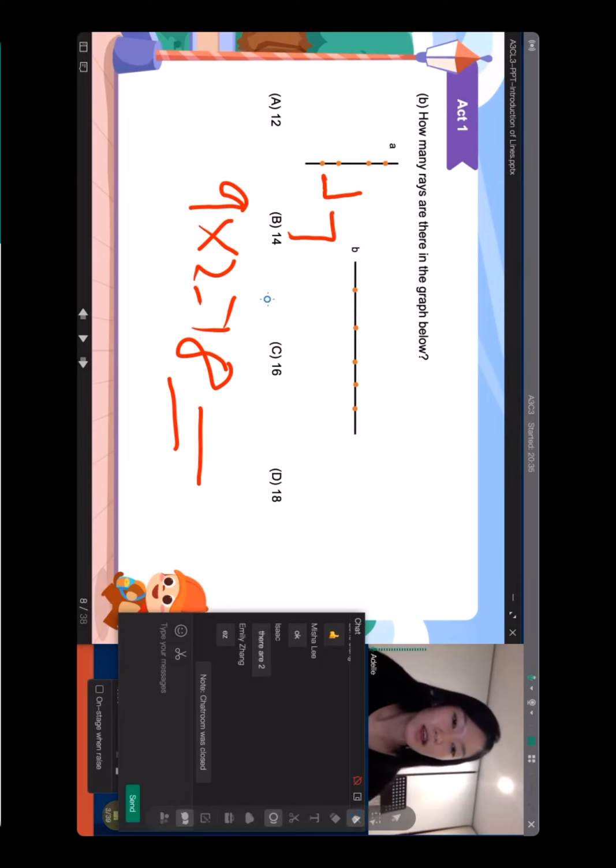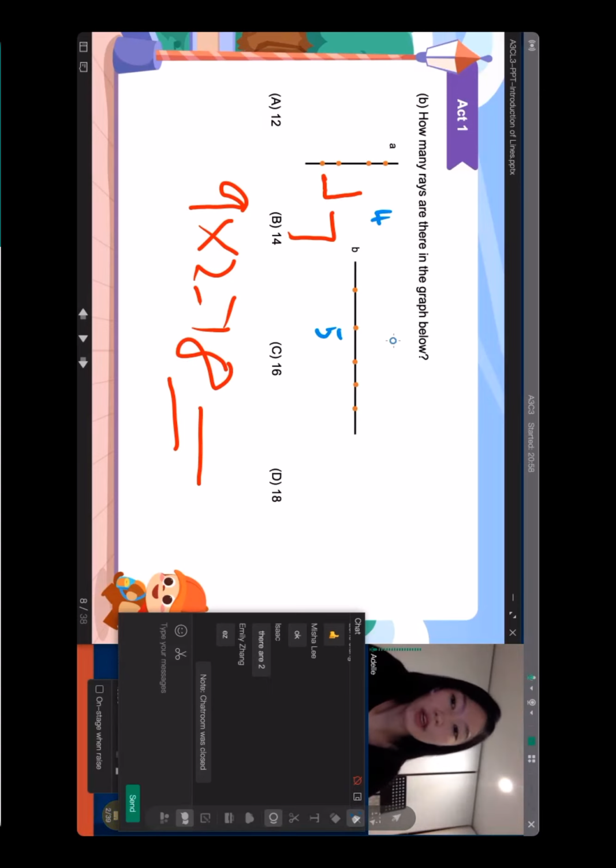So what Keaton did there, he just did it in one go, and he counted the total number of endpoints in here, which is for line A we have 4 endpoints, and for line B we have 5 endpoints. So Keaton added them together, which gave us 9 endpoints, and he used the 9 to multiply the 2 rays that will come out of each endpoint and gave us 18.